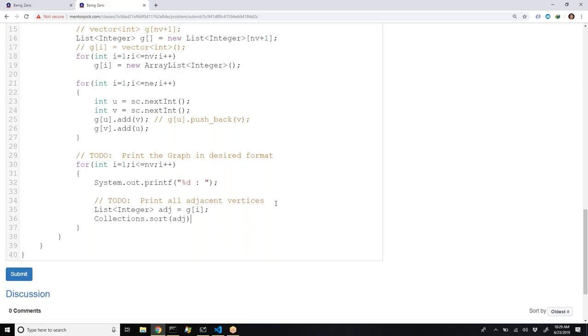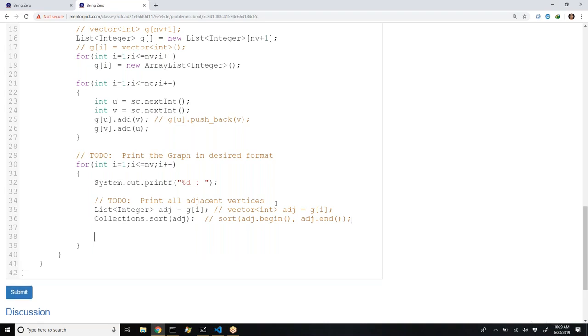If it was C++ code, we would have said vector of int adj is equal to g of i, and here we would have said sort adj.begin, adj.end. That's the way we sort there. And once it is sorted, it's a matter of just printing a list. That's it.